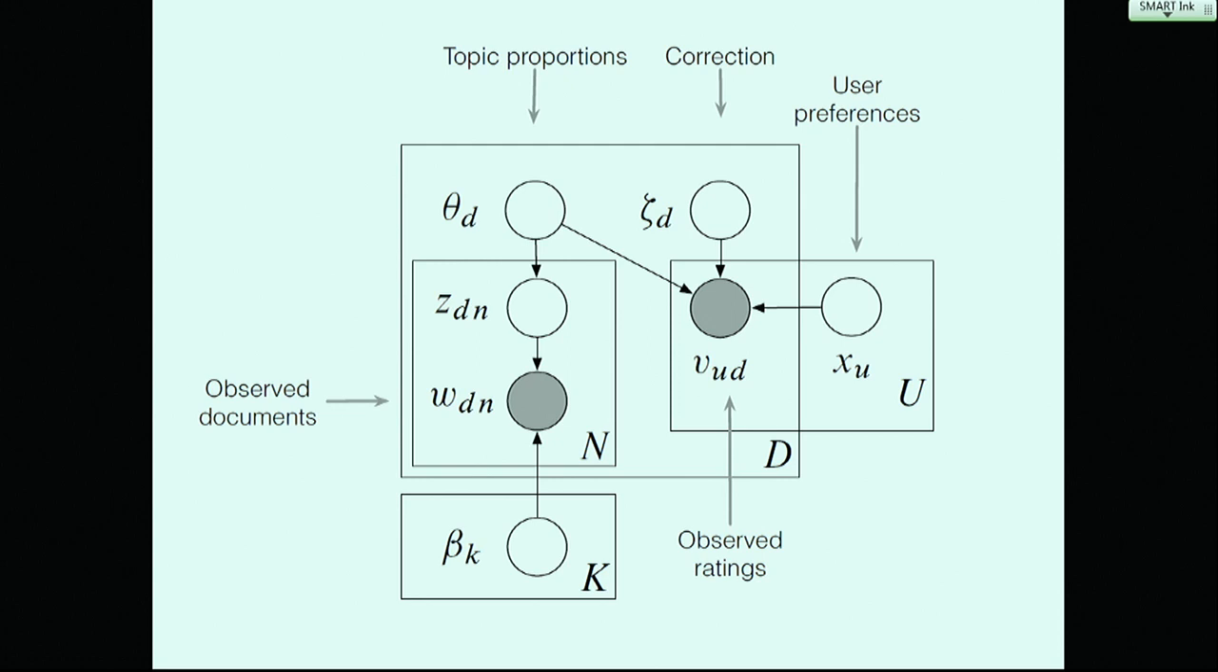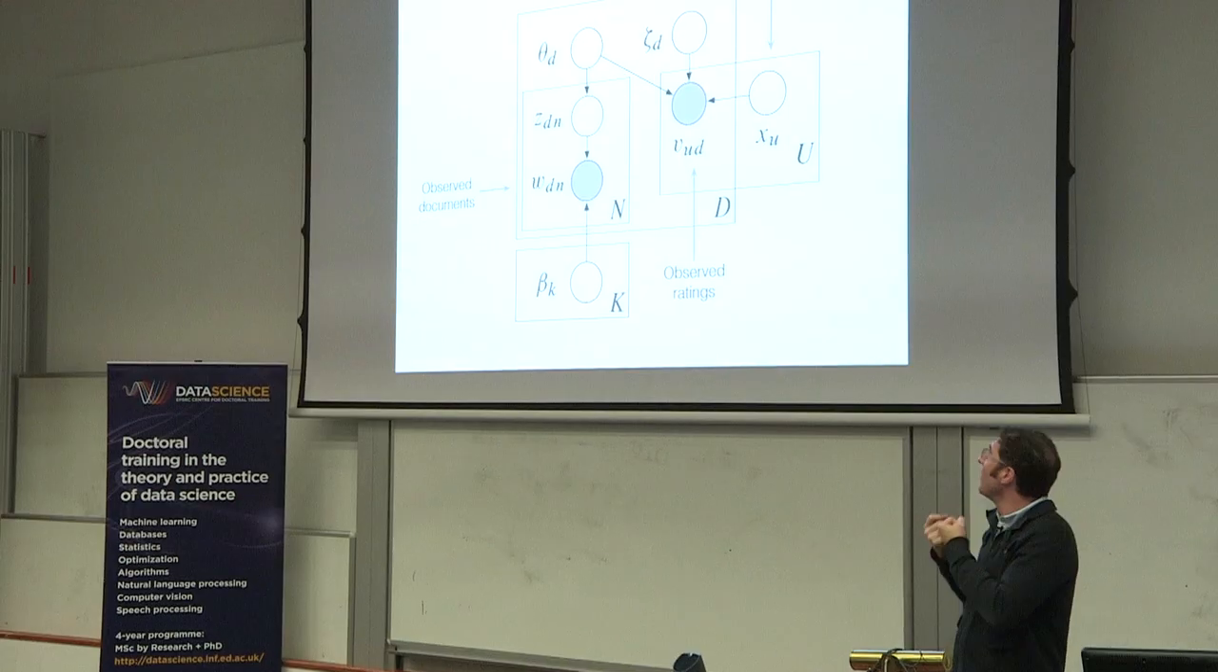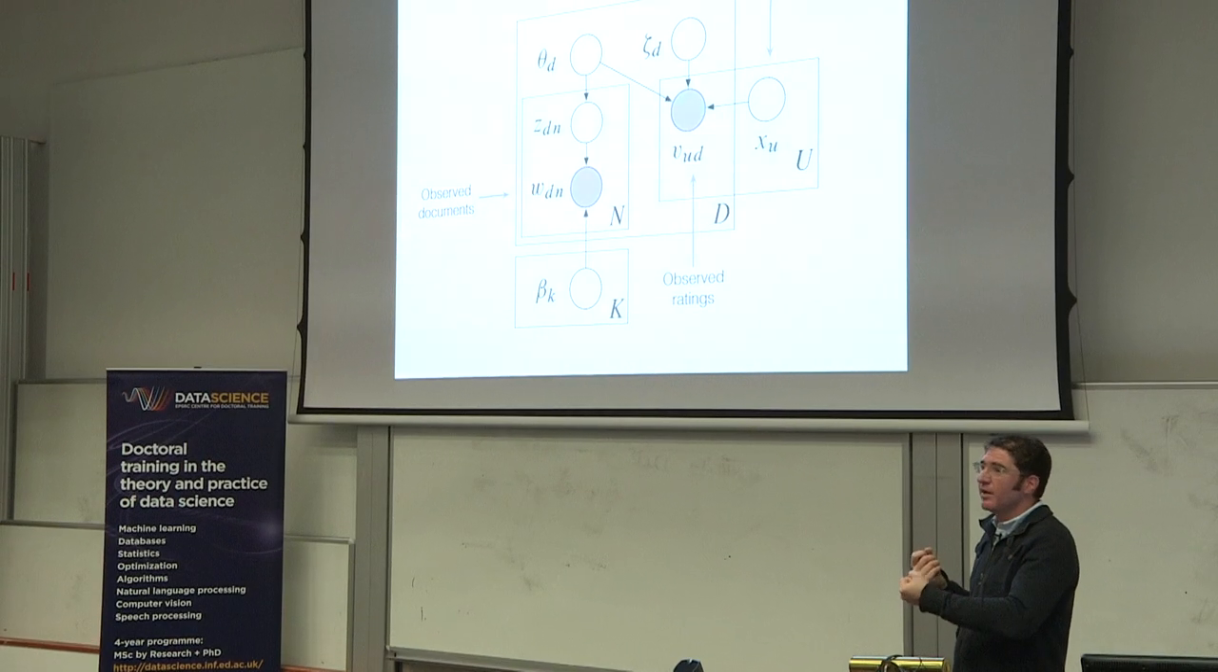So now let's take a look at the edges. V_UD depends on X_U and theta_D. I'll get to zeta_D in a second. V_UD depends on X_U and theta_D. Theta_D are the topics of the article. X_U are the user preferences, and basically V_UD is going to be drawn from some distribution that relates to their inner product or their distance. So if the EM paper is about statistics and user U is interested in statistics, then user U has a high probability of having the EM article in their library.